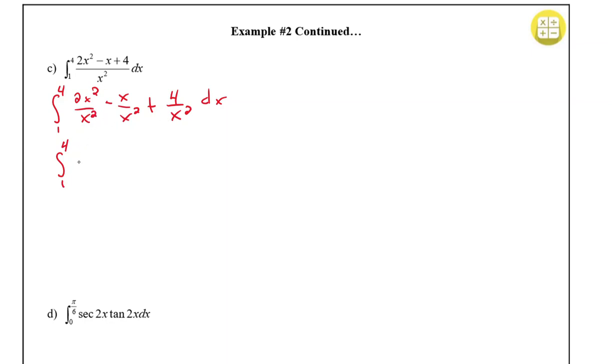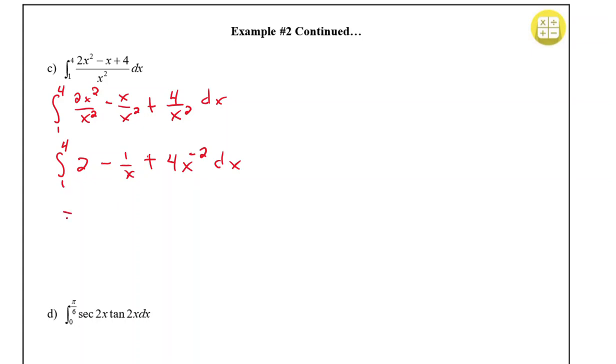All right, so those cancel. So that's 2 minus, and then I'm going to leave this as 1 over x. And I just know to do that because, as we're going to see in a minute, the antiderivative of 1 over x is the natural log of x, right? So that's a nice way to leave it. And then for this one, I'm going to rewrite this as 4x to the power of negative 2 dx. Okay.